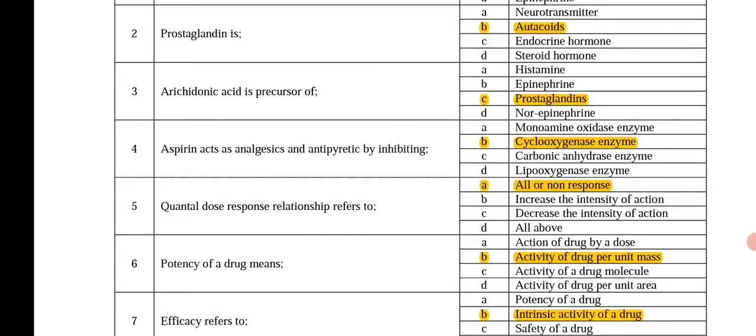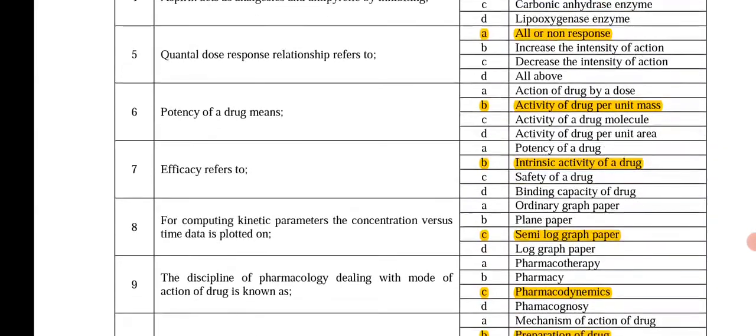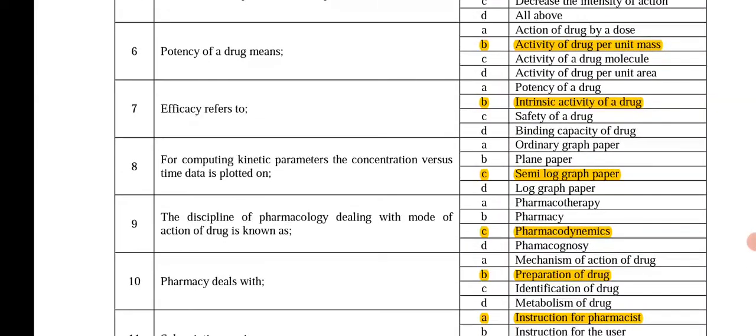Quantal dose response relationship refers to all or none response. Potency of a drug means activity of the drug per unit mass. Efficacy refers to the intrinsic activity of a drug. For computing kinetic parameters, the concentration versus time data is plotted on semi-log graph paper.